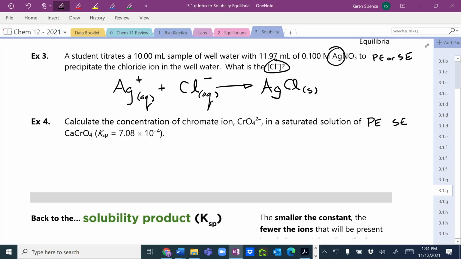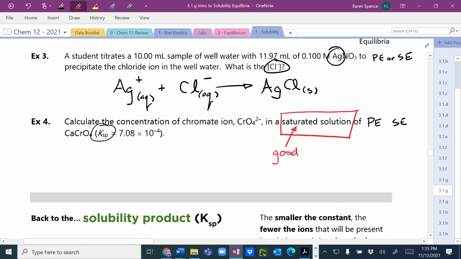Yeah, it's going to be a solubility equilibrium. The biggest clue is that I gave you a Ksp here. However, another clue, if I didn't give you a Ksp and you had to look it up on a table, is that it talks about a saturated solution, and we're going to talk about those later, but in saturated solutions, there is always an equilibrium. Okay, so saturated solution is a good clue that you'll use solubility equilibrium.